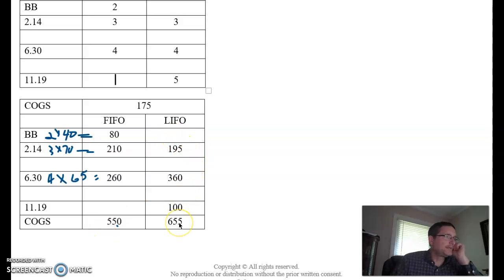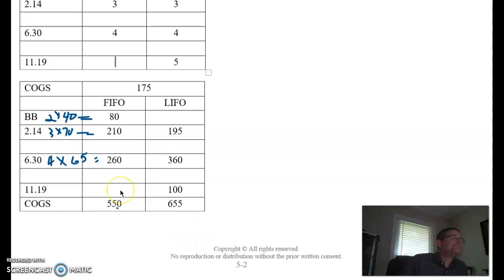And then you do the same thing with LIFO, and you get a cost of goods sold of 655 for LIFO and 550 for FIFO. Different? Yes. Because costs have been increasing. And when costs are increasing, LIFO will give you the higher cost of goods sold. When costs are doing the opposite, FIFO would actually give you the higher cost of goods sold. If they're increasing, LIFO is higher than FIFO.